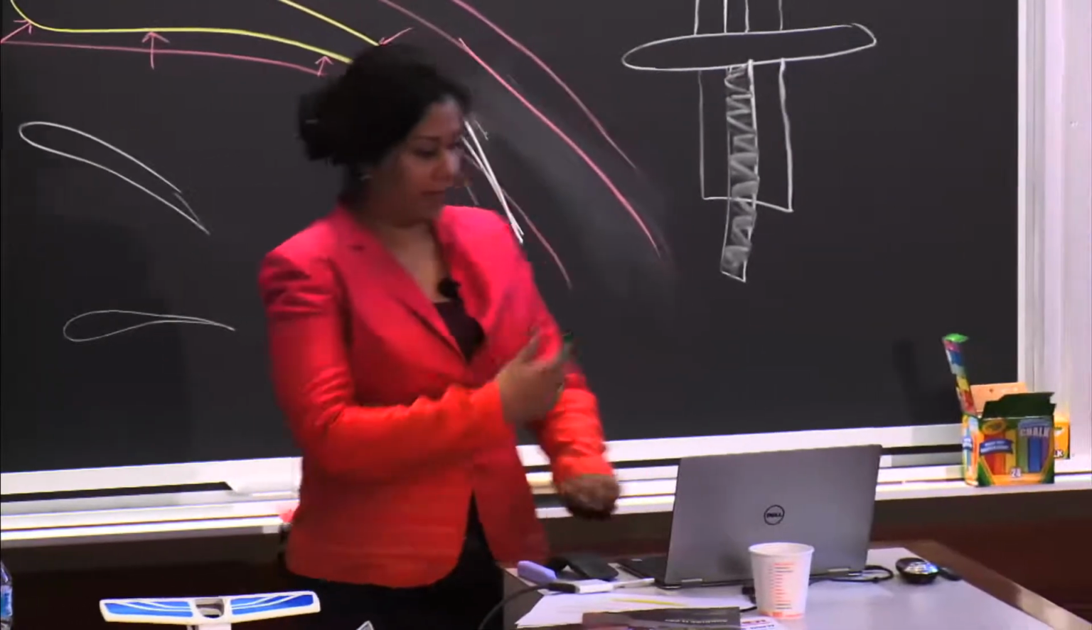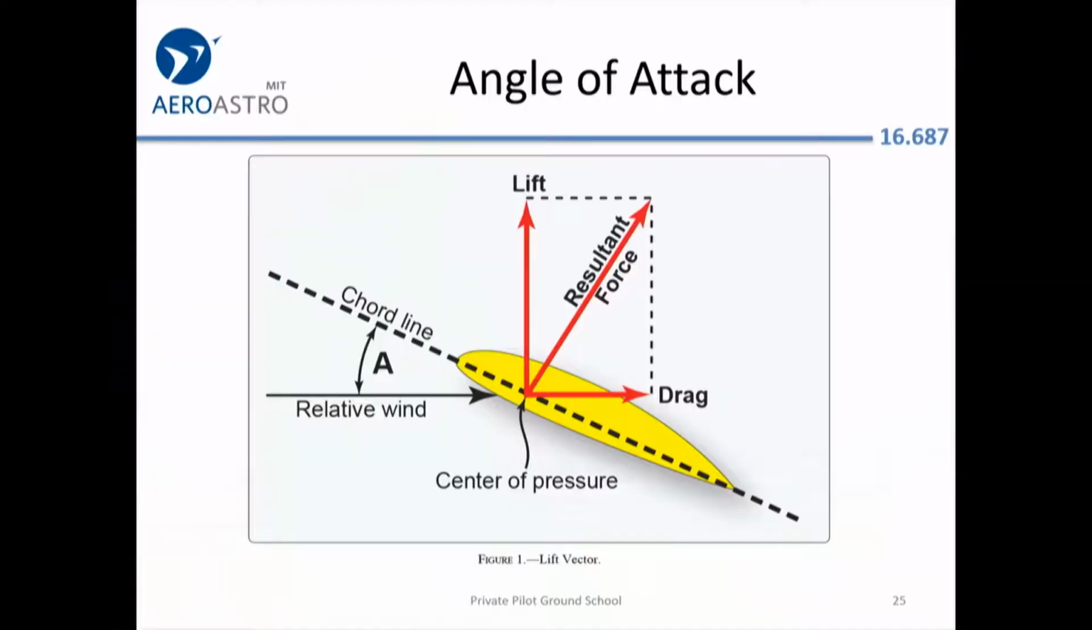Okay, so good. I have a more detailed diagram of angle of attack. So you can see here the chord line. You can also see the relative wind, and same things that I drew here, the lift and the drag, and then that resultant force vector.